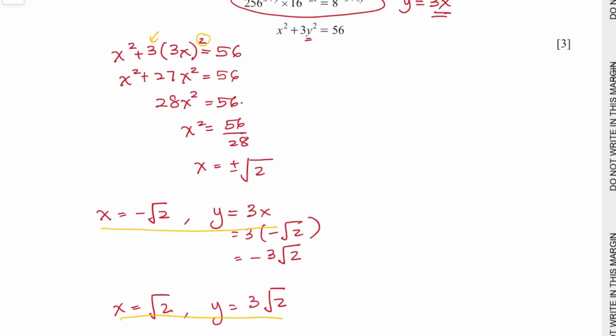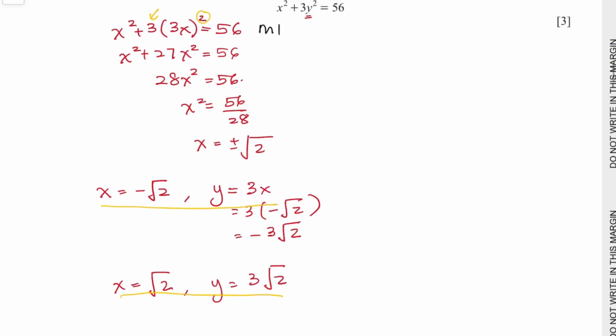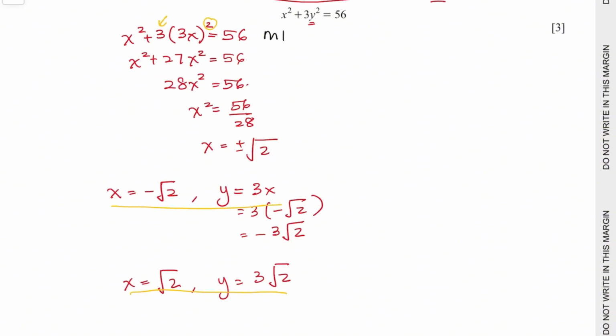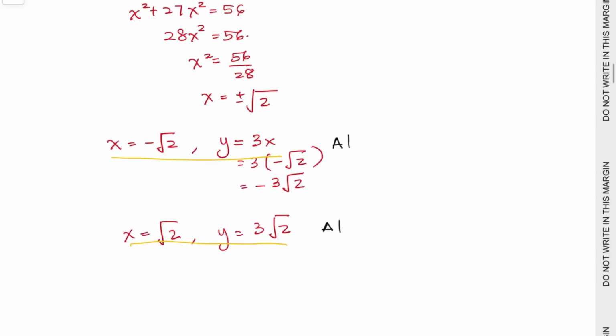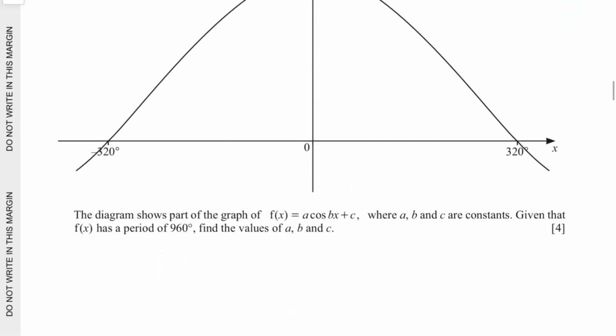All right, how do you get marks for this? You'll get the first mark when you substitute y or x into another equation. This is your first M1. The second and the third mark would come from the correct pairs that you have here. You should have two pairs, right? So this is A and this is another A1. Okay, altogether 3 marks. Next question.